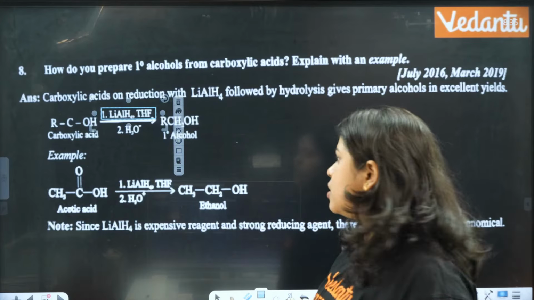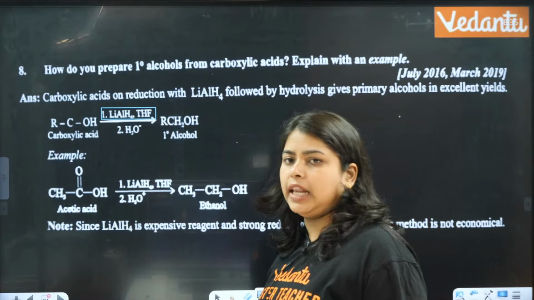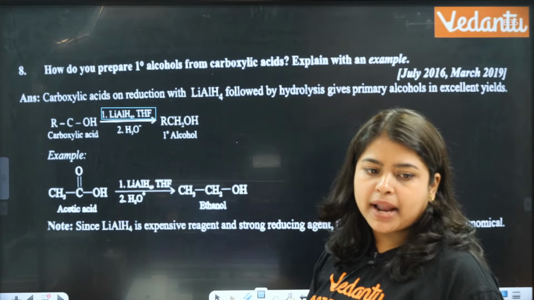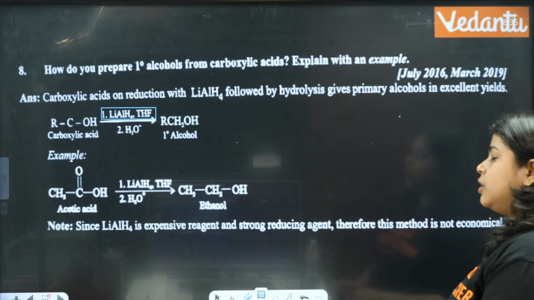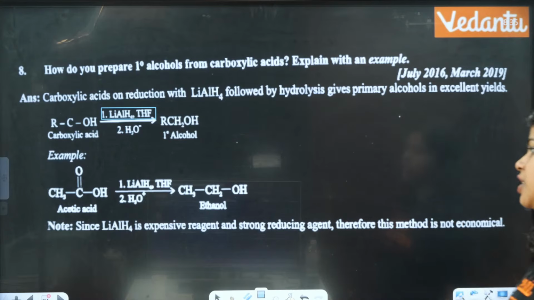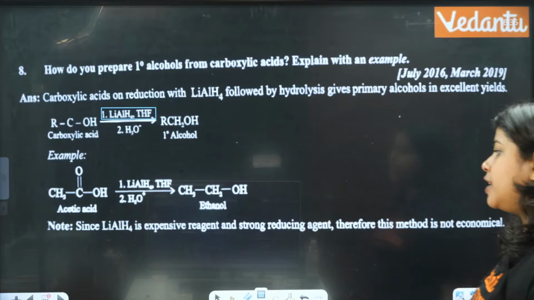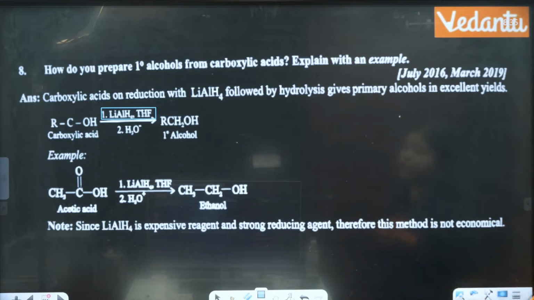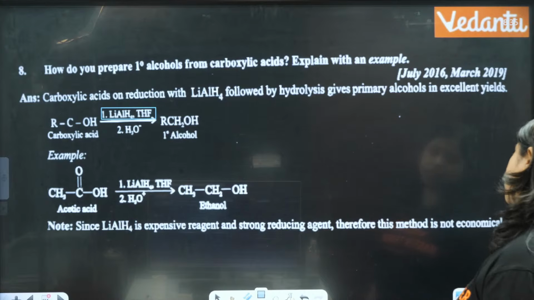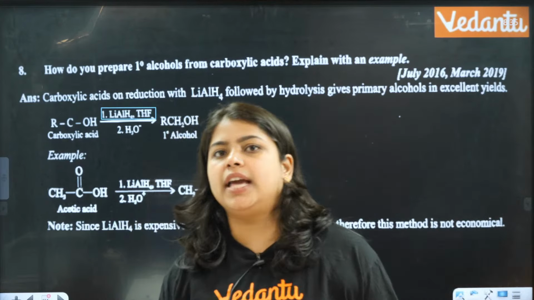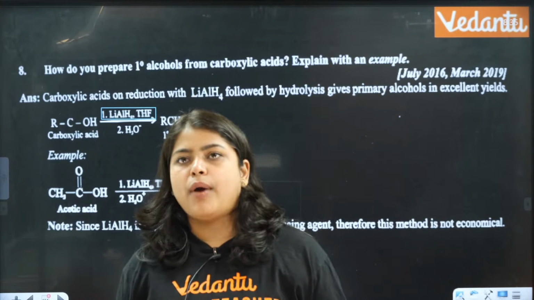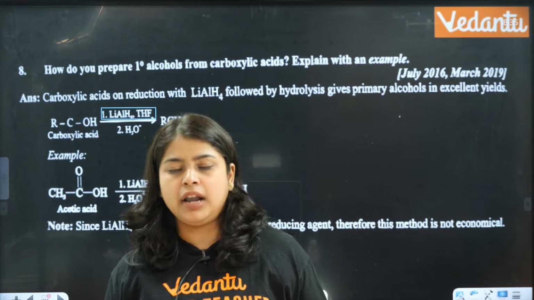With LiAlH4 in the presence of H2O, we are going to get a primary alcohol. Clear? We can take an example with CH3. Since LiAlH4 is an expensive reducing reagent, this method is not economical. So we are not going to use the carboxylic acid route to primary alcohol much, because it is very costly.